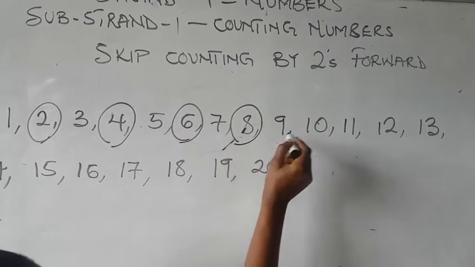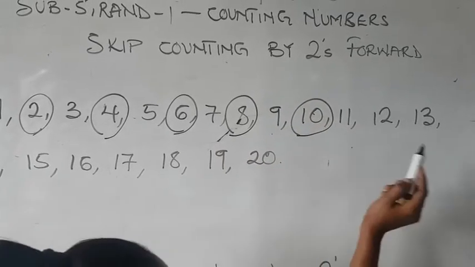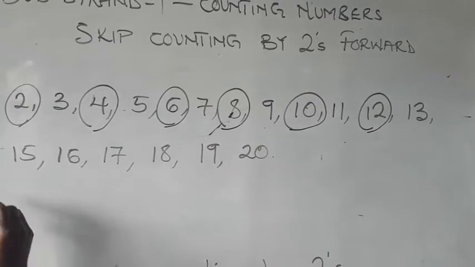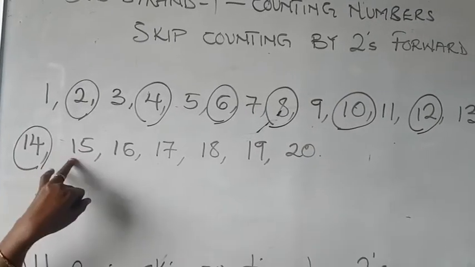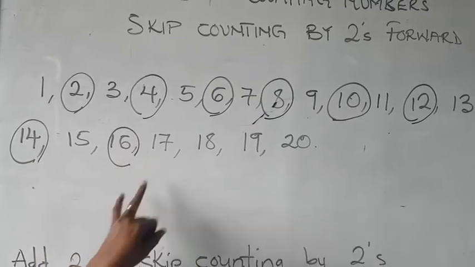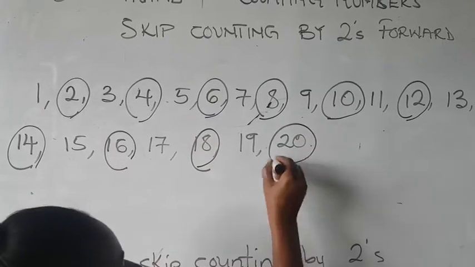We skip 9, 10. Which number are we skipping again? 11. Good. And choose what? 12. We skip 13 and choose what? 14. We skip 15 and choose 16. We skip 17 and choose what? 18. Skip 19 and choose 20.